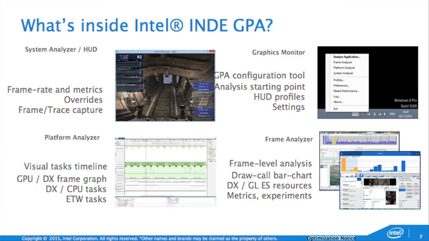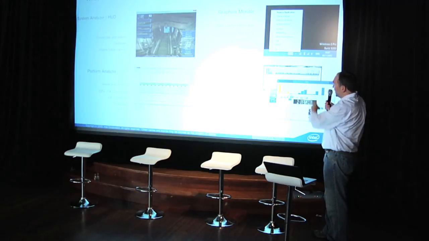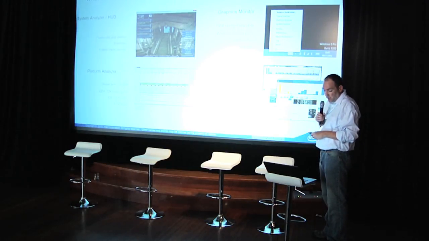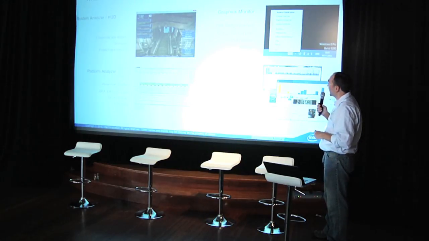So what are the tools that are inside GPA? There are four primary tools. The first is System Analyzer, up there in the corner, which allows you to connect to your applications and not only monitor real-time metrics, but also override the state, trigger frame captures, and make traces. We'll talk about captures and traces shortly. Graphics Monitor is the next one. It's a lightweight monitoring and tracing tool. This component allows you to launch applications, monitor them via a simple HUD, again collect frames and traces, trigger events, and then manage the various configurations for the apps that you want to capture.